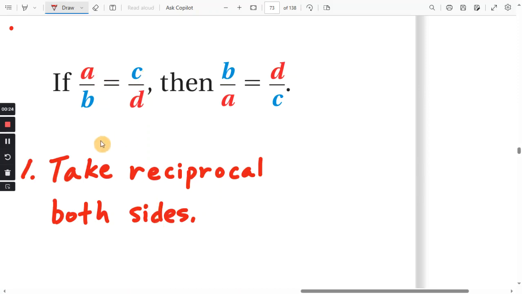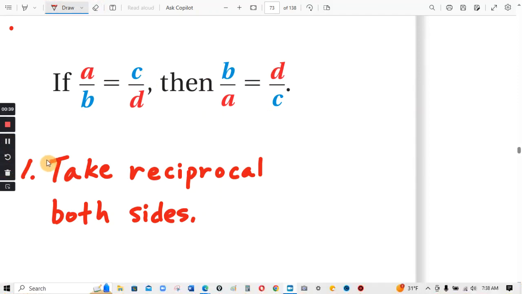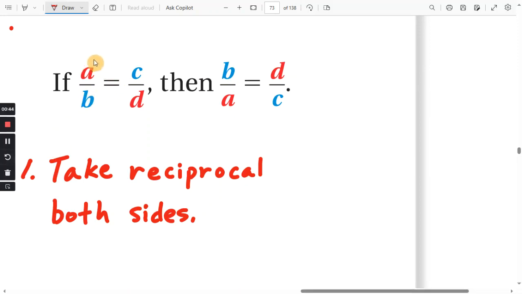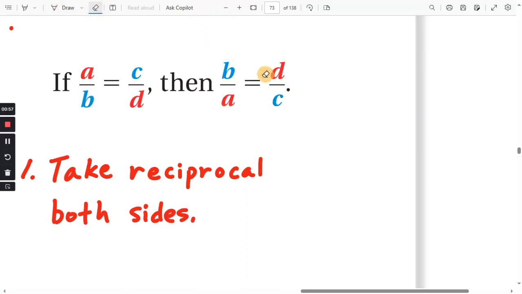So if you have A over B equals C over D, you can take the reciprocal and get B over A, and you can take the reciprocal and get D over C. The reason this works is because the cross products are still the same. Right here you have A times D, and right here you have A times D, and right here you have B times C, right here you have B times C. So the cross multiplication is still the same when you take the reciprocal.